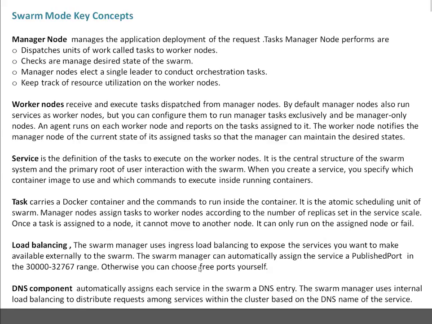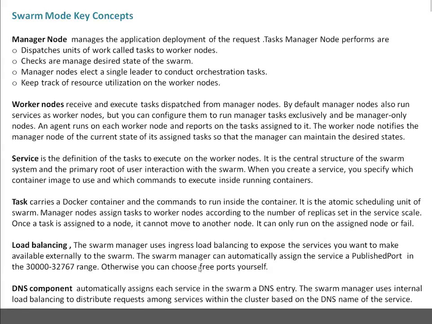Next important thing is service. So guys, service is the definition of the task to execute on the worker node. It is the central structure of the swarm system and the primary route of user interaction with the swarm. When you create a service, you specify which particular container image to use, which command to be executed inside the running container, which ports will be exposed, and what the port forwarding is going to be. So these are the configurations which are saved inside the service. Also in the service, you mention the replicas, like how many instances of that particular application you want. When you say instances, those are basically containers. Let's say you want to run 5 containers, you set replicas equal to 5. I will come to that when I'm giving the technical session in the next video.